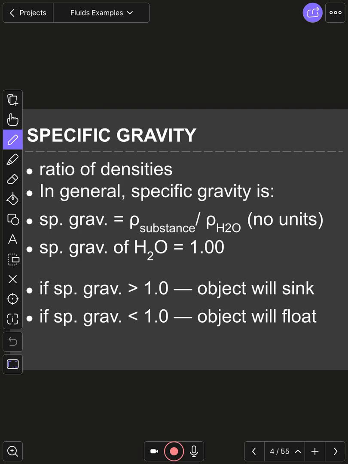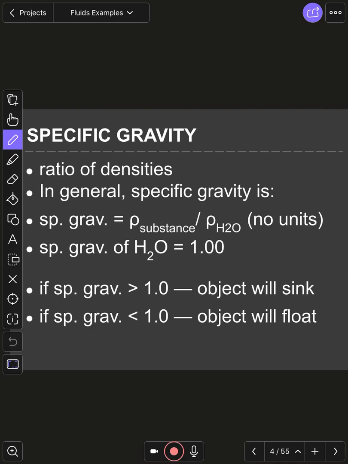So if you put a cork into the water, right? You know it's not going to sink, and it's not going to float all the way on top. Some of it's going to sink and some of it's going to be above the water. So we want to know how much percentage is below, or you might be asked what percentage is above. So that is a purpose of specific gravity, but let's talk about what it is first. It's simply the ratio of the densities of two different things, an object and a liquid.